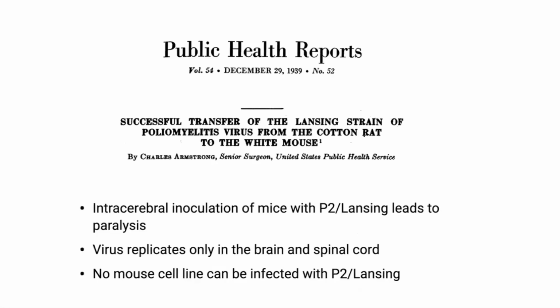So I took that plasmid to Columbia, where I started my lab in 1982. And I wanted to make a mouse model for studying disease. That's what I was really interested in. And at the time, there were mouse-adapted variants of poliovirus. One of them is the Lansing strain here, which was derived by Charles Armstrong in 1939 by multiple passages of the Lansing strain in mice.